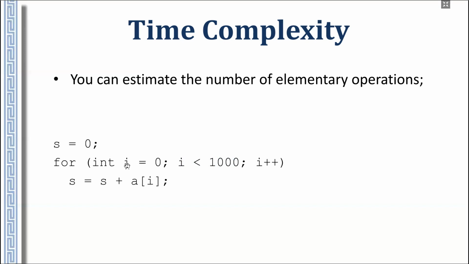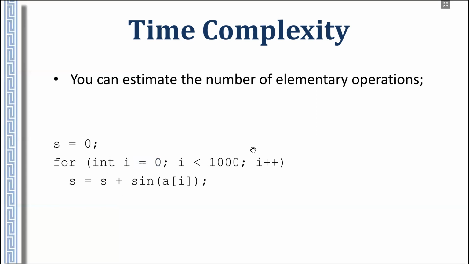But also before the for loop, you have assigning 0 to i, and also for S, you put 0. Maybe there are 5002 elementary operations.